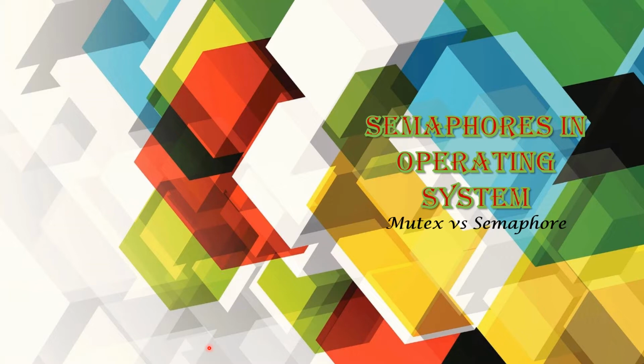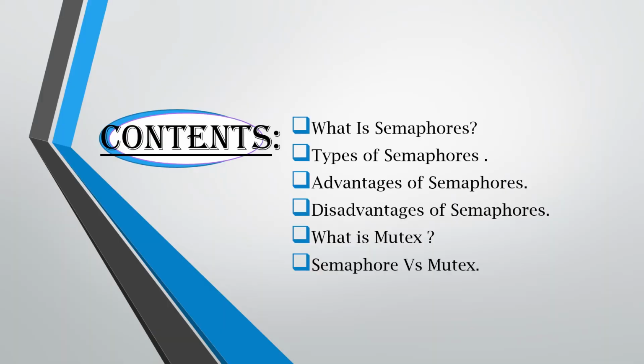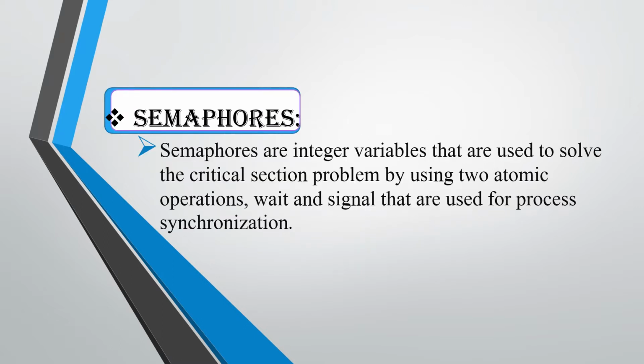In these slides we are going to learn about semaphores in operating systems and also mutex versus semaphores. The slides contain the following contents: first one is semaphores, second is types of semaphores, then the advantages of semaphores, disadvantages of semaphores, mutex, and semaphores versus mutex. Moving further, we are going to learn about semaphores.